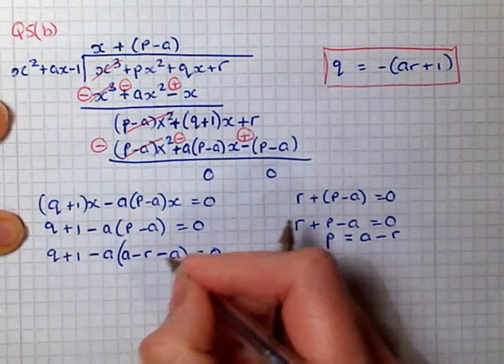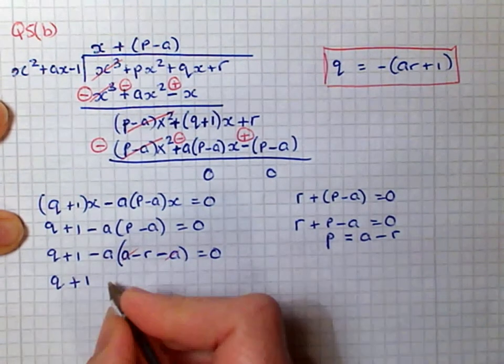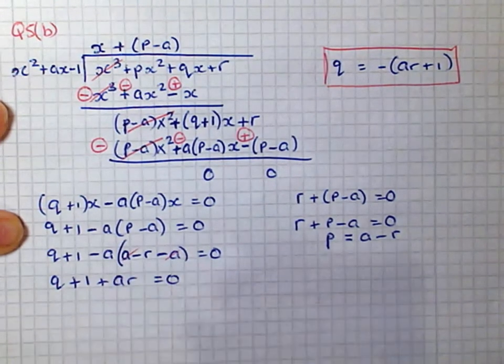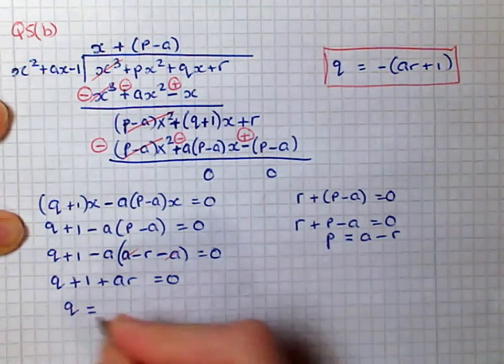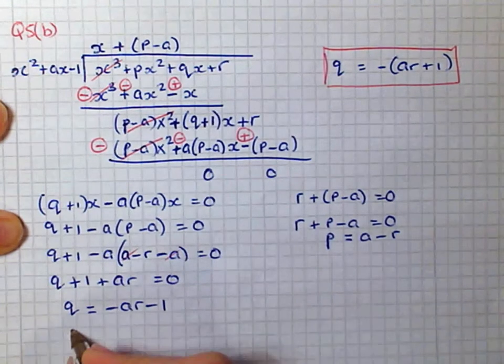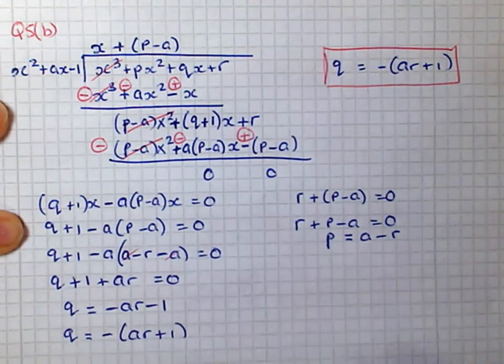So we have the minus a and the plus a cancel, and we have q plus 1 minus a times minus r, which is plus ar, is equal to 0. And I'm asked to show, okay, so q is equal to minus ar minus 1, and just take out the minus, into ar plus 1, and we have it proved.